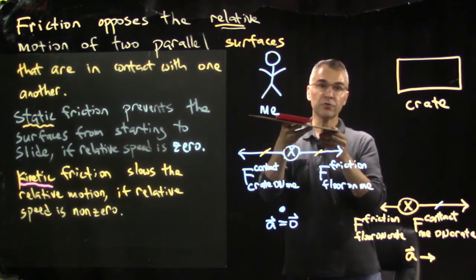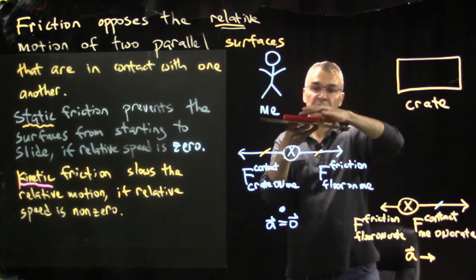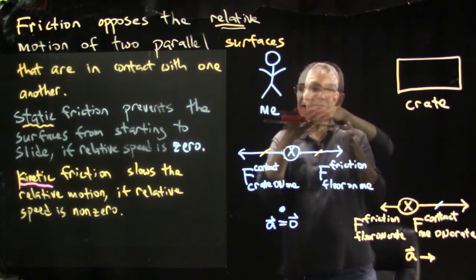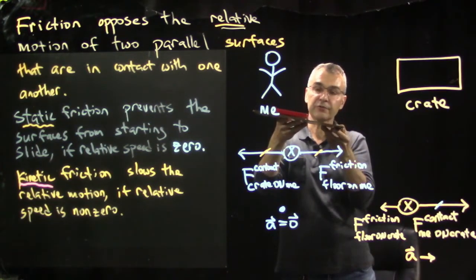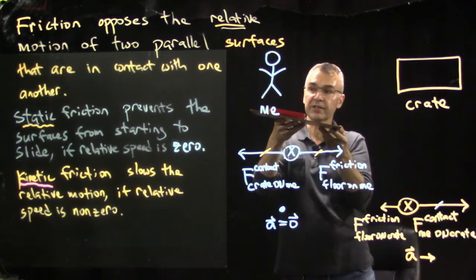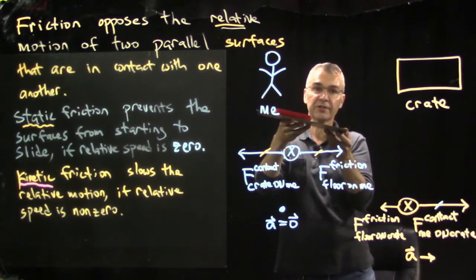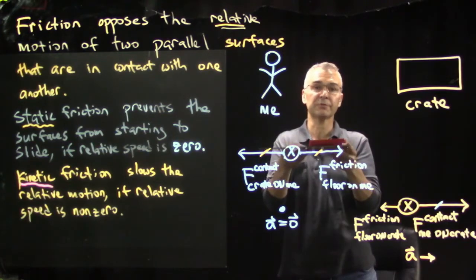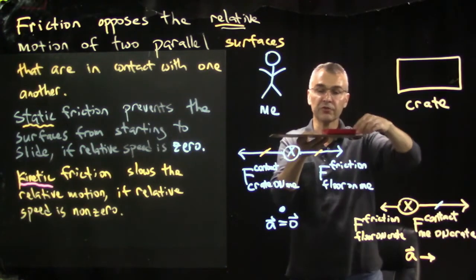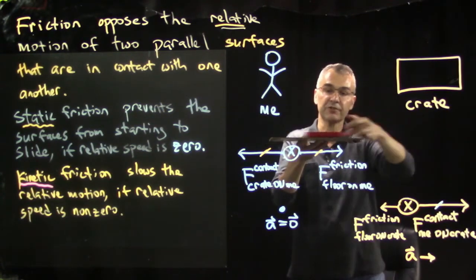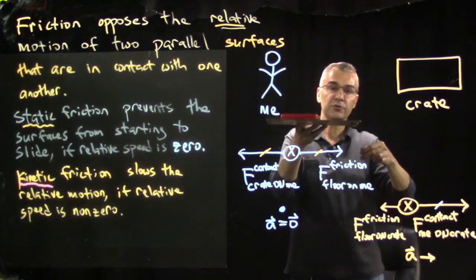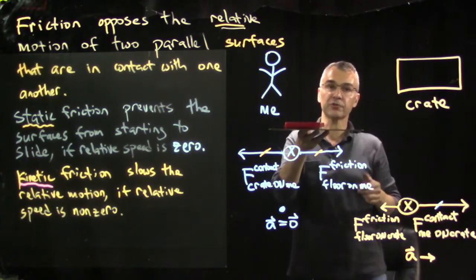So we have these two surfaces in contact with one another, and the surfaces are parallel to each other, and if the relative speed of the two objects is 0, then static friction does whatever it can to prevent the surfaces from starting to slide with respect to one another, although there's some limit after which it is no longer able to do that. Meanwhile, if the surfaces are already moving with respect to one another, then kinetic friction does what it can to slow that relative motion of the two surfaces.